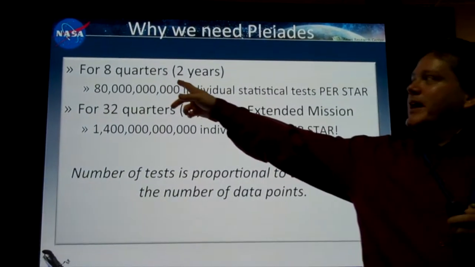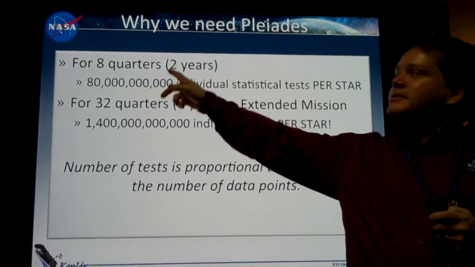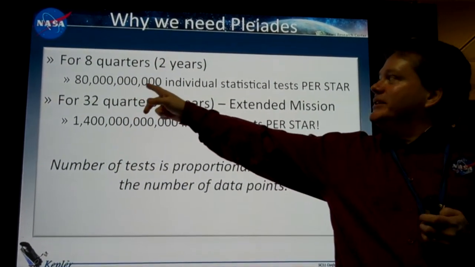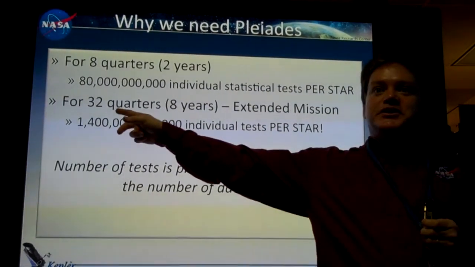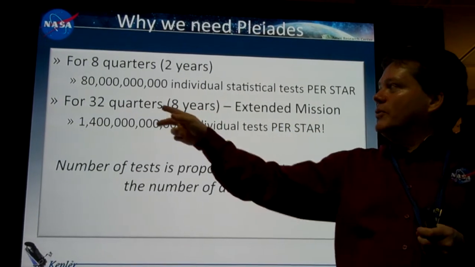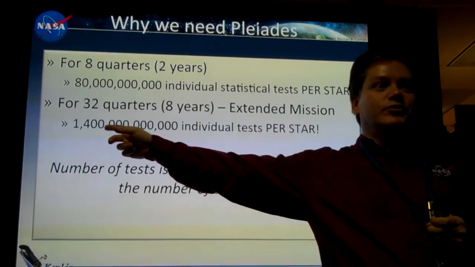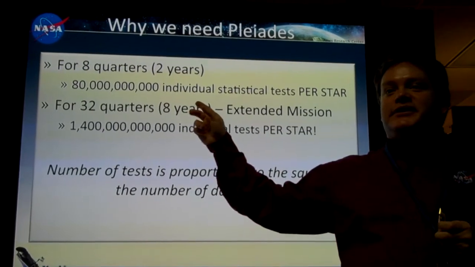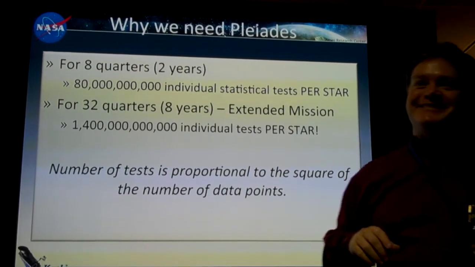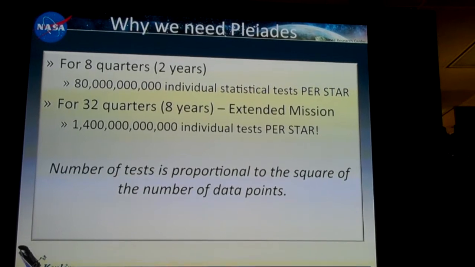You can imagine we've got about 8 quarters worth of data now, and it's about 80 billion individual tests that we do on each star. By the time we get to the end of the mission, if we get our extended mission of 32 quarters or 8 years, that's 1.4 trillion individual tests. The good news is that by this time, I think Pleiades will be twice as big as it is now, right? So you're not able to do it in real time then? You're always backed up?